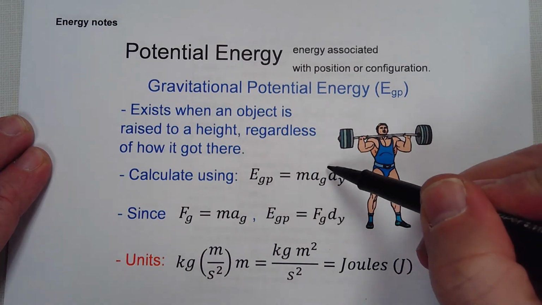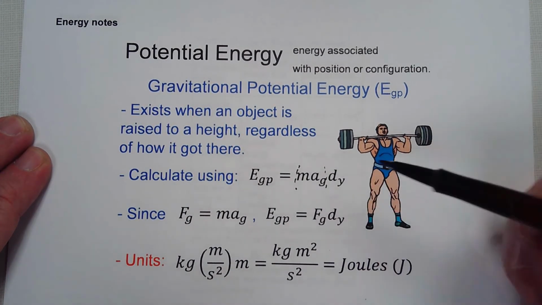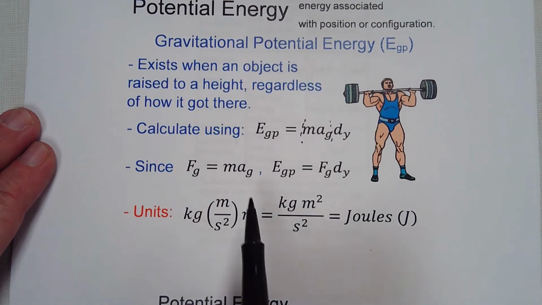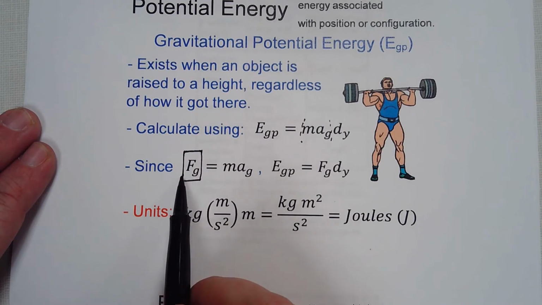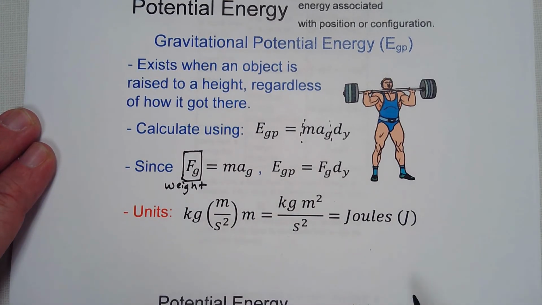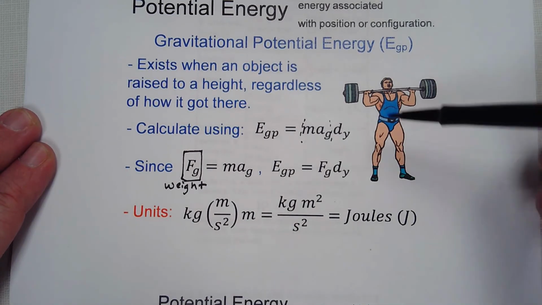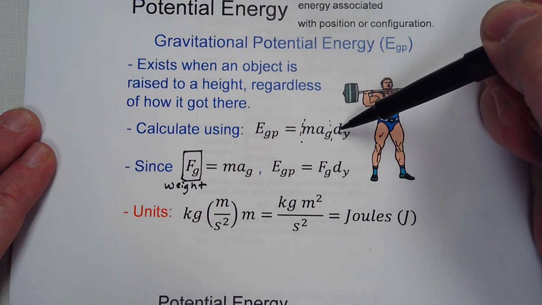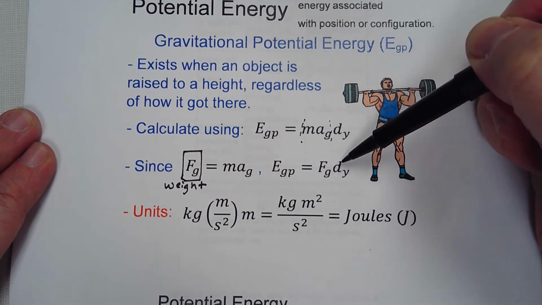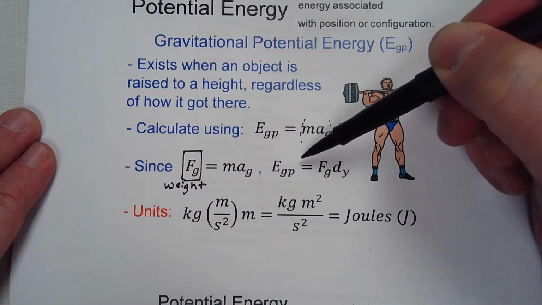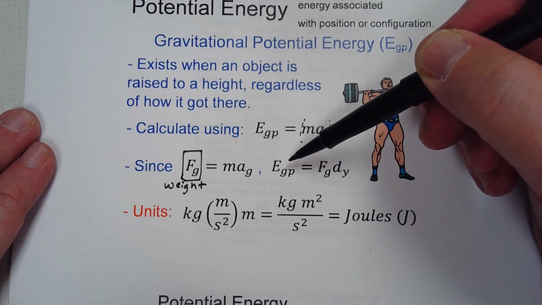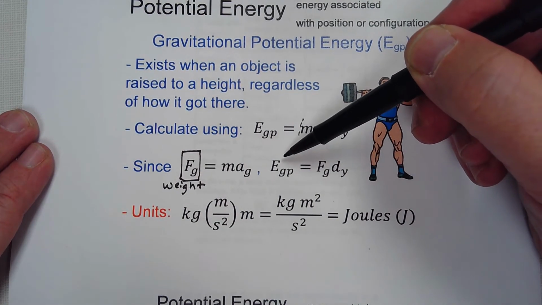Now, if you look at this part of the equation, you might notice that that is something else that we know. Mass times the acceleration due to gravity is equal to the force of gravity, which is another word for the weight of an object. We can substitute that in then. Instead of m times a_g times dy, since m times a_g is the same as the weight, then weight times dy. In other words, weight times height is the gravitational potential energy required to lift something, or the gravitational potential energy that exists once it's there.